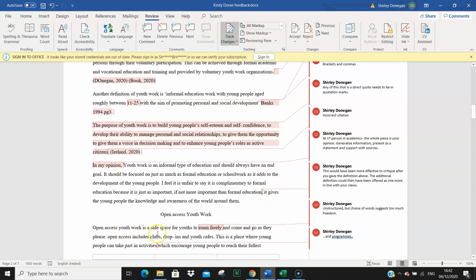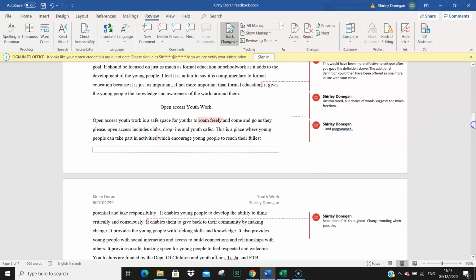So here, open access youth work allows youth to roam freely. Rather, it is unstructured, so it's free flowing, but just roam freely makes it appear as if they have too much freedom. So perhaps unstructured might be a better choice of words there. And here, activities don't really encourage young people to reach their full potential and take responsibility.